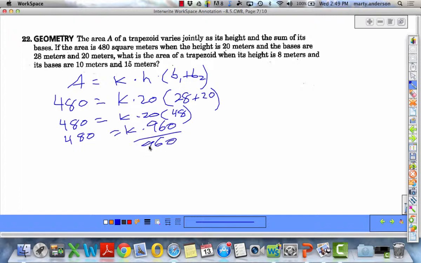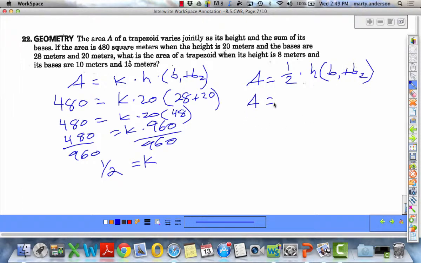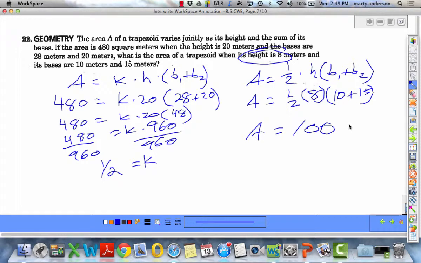Holy cow, if you paid attention in geometry, you would have known the formula for a trapezoid. It is equal to 1/2 times the height times the sum of the bases, which we all long for the days of geometry. 1/2, now they give me a height of 8. They give me bases of 10 and 15. And if I do this, it's 4 times 25. It's 100. And those are going to be meters squared.